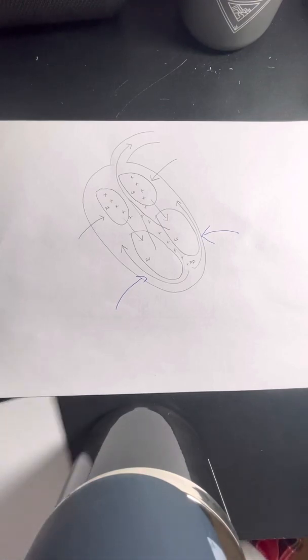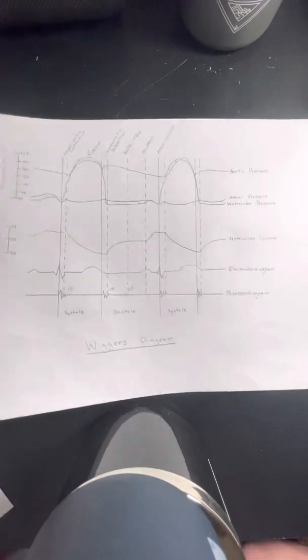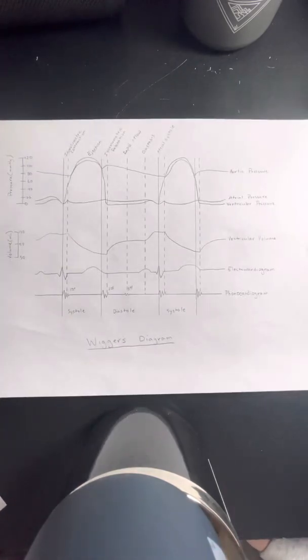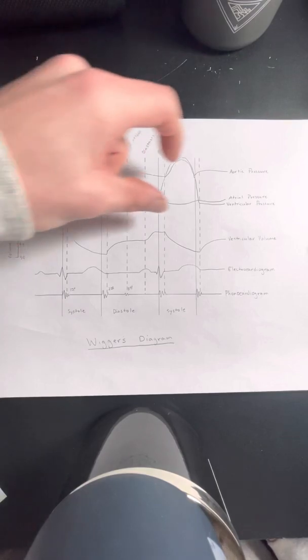Let me get my Wiggers diagram back out. Pressure is at the top part of the diagram, which is right up here. It looks very confusing, but it's just trying to show you all the different pressures in the heart as it goes through different contraction and relaxation phases. These pressures cause gradients, which is just the direction of the blood flow.